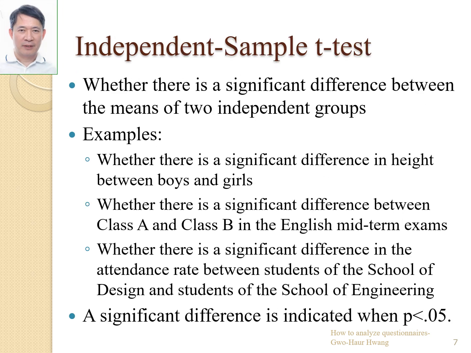The concept of independent sample t-test is to compare 2 independent groups, unlike the comparisons based on fixed values. For example, whether there is a significant difference in height between boys and girls, whether there is a significant difference in English midterm scores between Class A and Class B, or whether there is a significant difference in attendance between students in the School of Design and students in the School of Engineering.